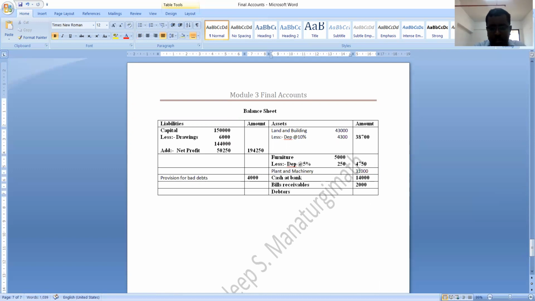Debtors are assets, so they must be recorded on the asset side of the balance sheet. What is the amount of debtors? It is rupees 82,000, right?